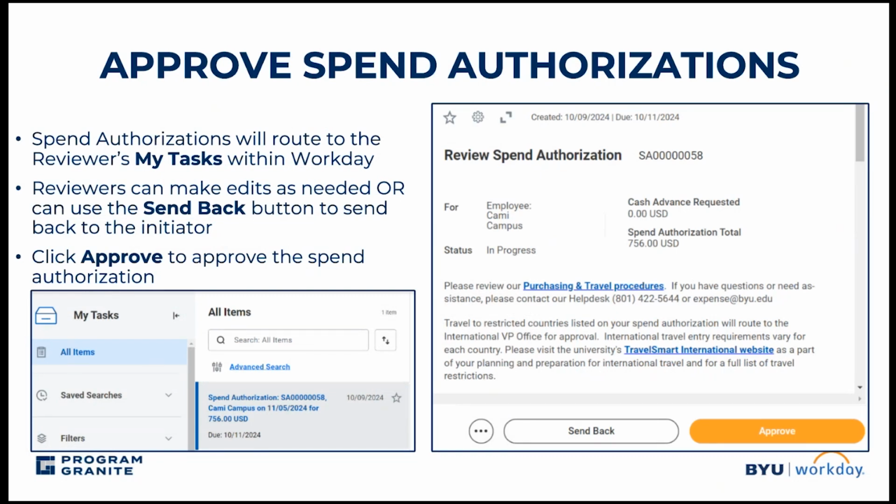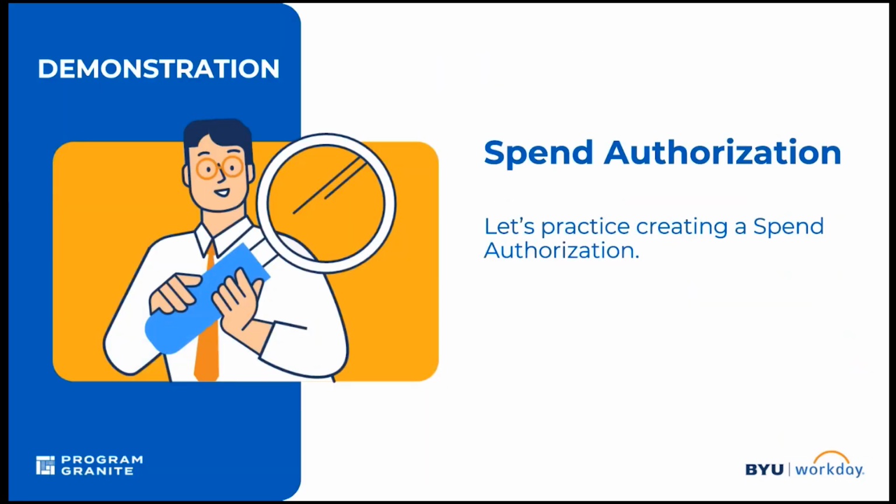Okay, so then once it's submitted, it will route to the reviewer in their tasks, and we've got it set up so that the reviewer is the associate controller that is over that area. So we'll go to them first, and they can make any necessary edits. They can send it back, and then they will click the approve button. So let's practice.